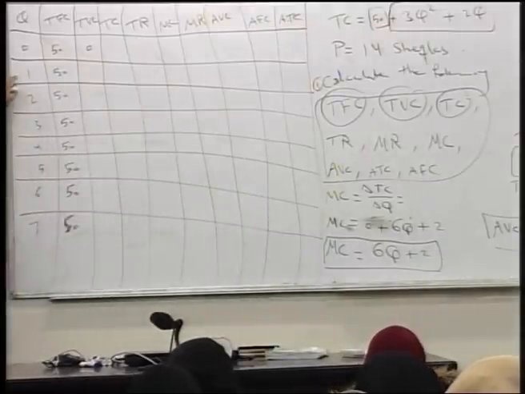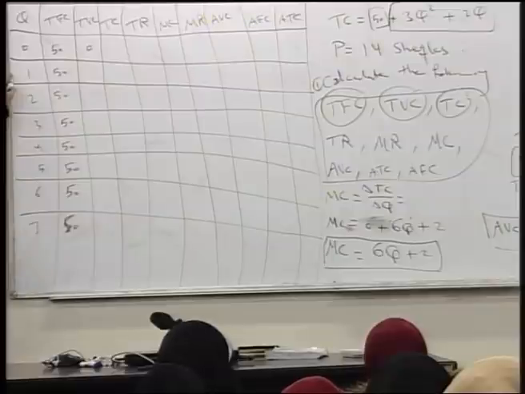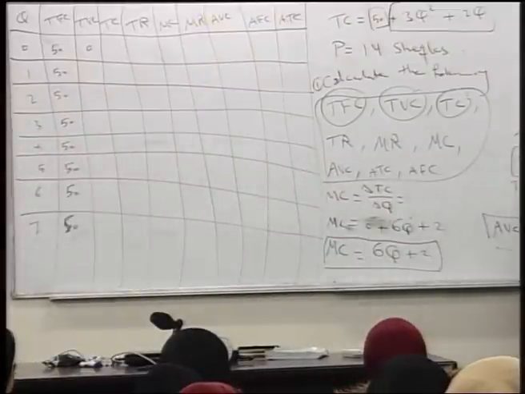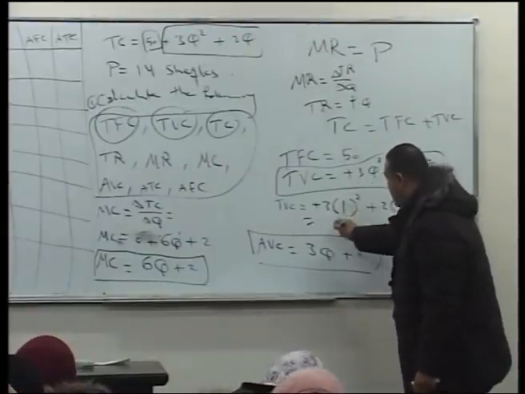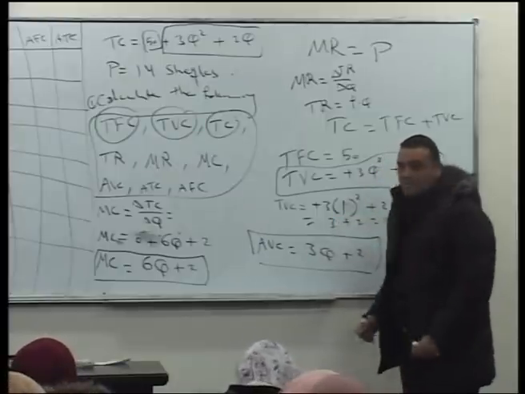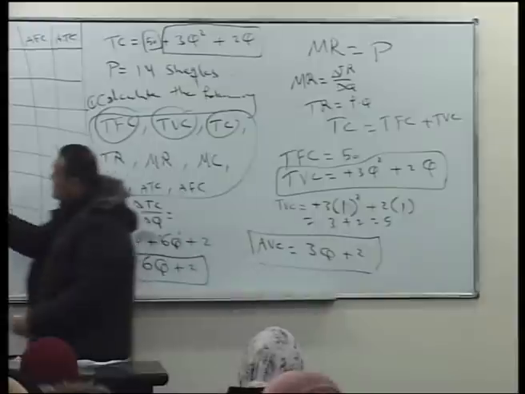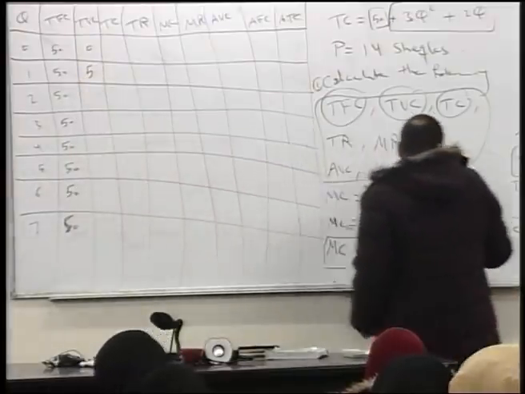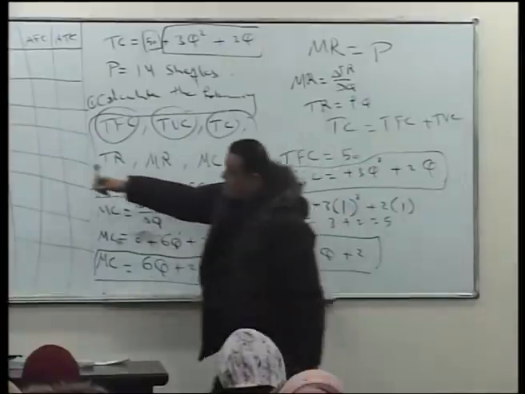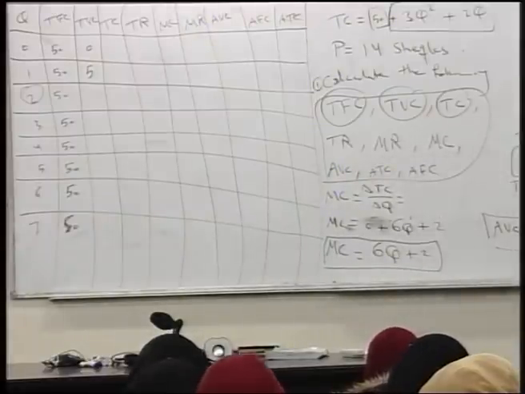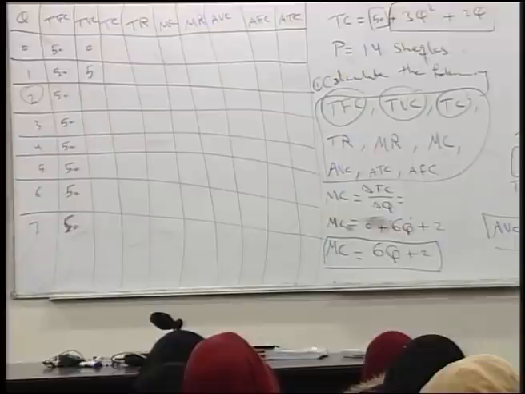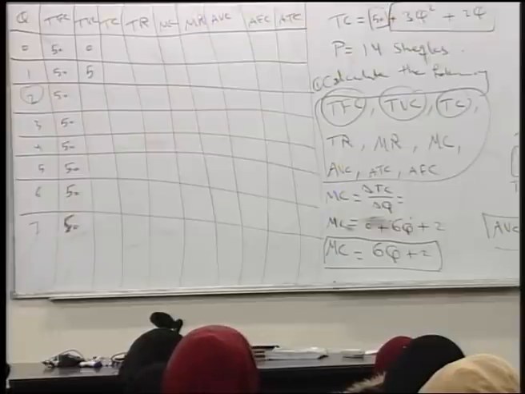At Q equals 1, how much is TVC? I substitute in the equation: 3 times 1 squared, plus 2, equals 5, right? What else? At Q equals 2, how much is TVC? 2 squared is 4, times 3 is 12, plus 4 is 16.